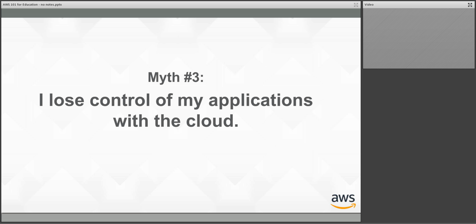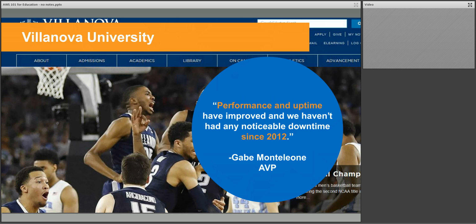Myth number 3, I lose control of my applications with the cloud. Here's a great example of the opposite of losing control and actually gaining performance and uptime. We worked with Villanova University to move the website over to the AWS platform. They worked with a partner to do this. They've seen performance and uptime improve remarkably and haven't had any noticeable downtime since 2012. A great example of elasticity and scalability that they saw was two years ago as the men's basketball team was going through the NCAA championship brackets.